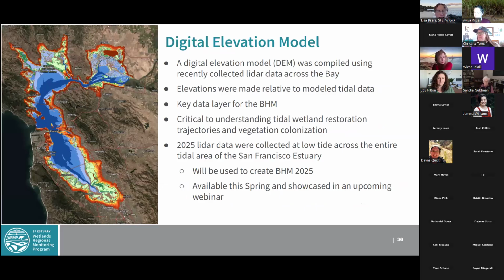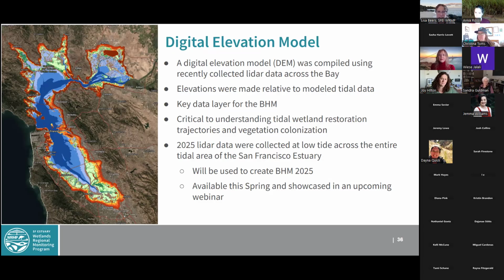Our last piece of information that we include within the profile tool is based on a digital elevation model that was compiled through a variety of LiDAR data sets that were recently collected. This was a key layer for the Baylands Habitat Map, and all elevations were made relative to modeled tidal data so that we could consistently compare elevations across the entire estuary, taking into consideration differences in tidal regime. This is very critical to understanding our tidal wetland restoration trajectories and vegetation colonization.